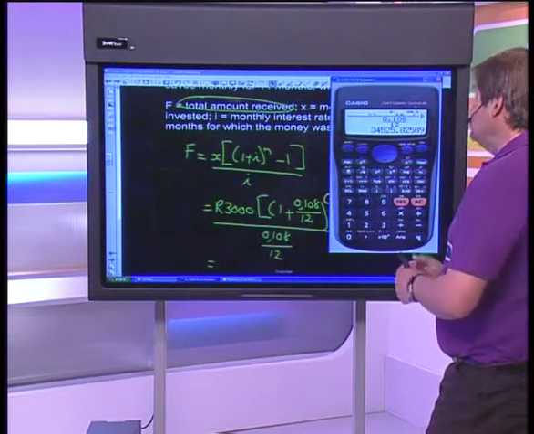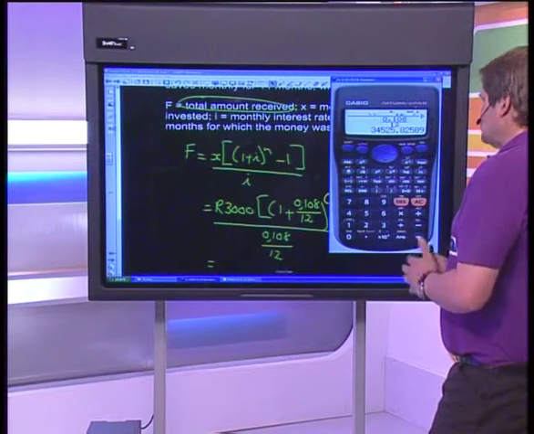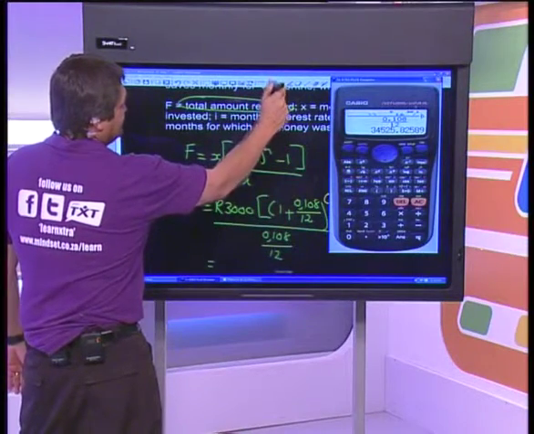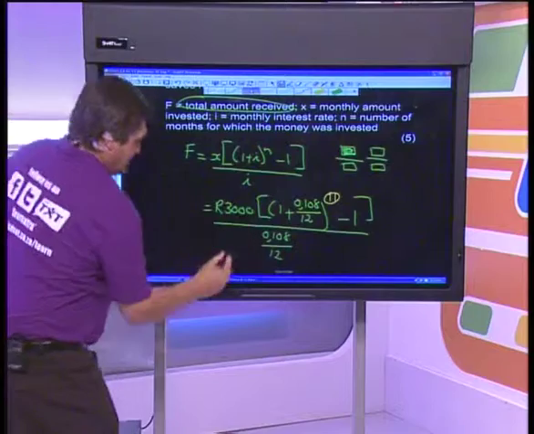34,525 rand and 82589. What's that 82589? It means 83 cents. So 34,525 rand and 83 cents. Okay, let's write that down, because I know Indiana's got a great memory and she's already remembered it for me. 34,525 rand and 83 cents. So let's go here. Right, Indiana, and the answer was? 34,525 and 83 cents. Okay, there it is.